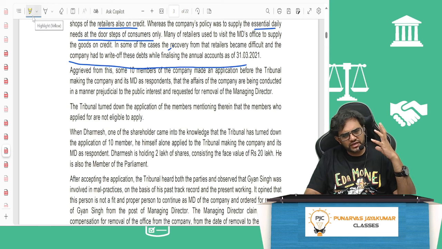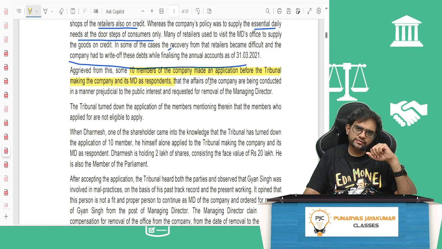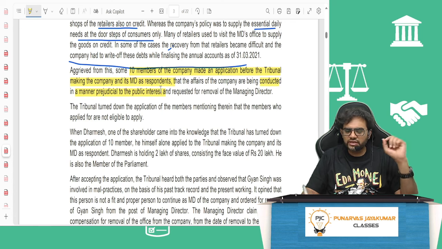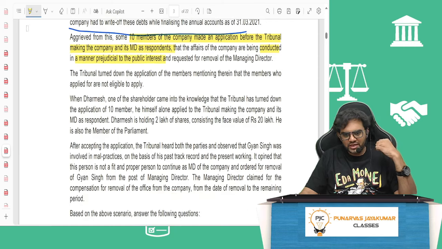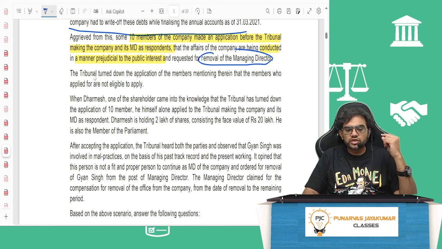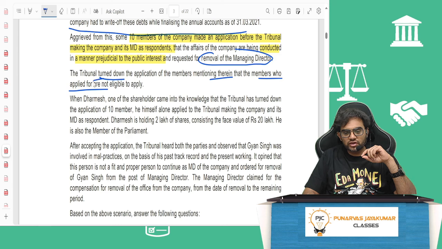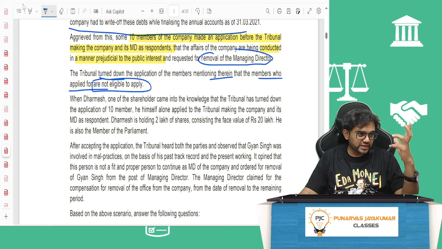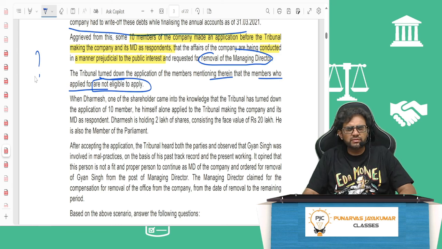How many of them can file a petition? 10 members of the company made an application with the tribunal, making the company and its MD respondents, stating that the affairs of the company are being conducted in a manner prejudicial to the public interest. They asked for the removal of the MD. The tribunal turned down the application, mentioning that the members who applied are not eligible to apply. How many people can apply is the question. So the question here is how many people can apply for operation mismanagement. Wonderful case study, guys.